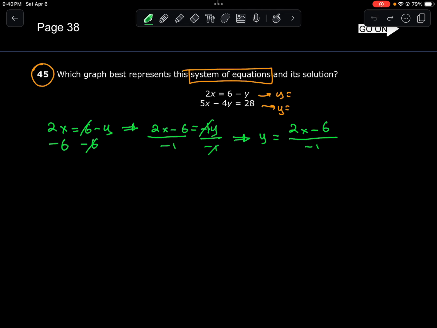I have the y equals. It doesn't matter that this is not simplified. My Desmos is going to graph it. I'm not going to do an extra step. Potentially I'll make a mistake here. I stop. Now let's do the other one.